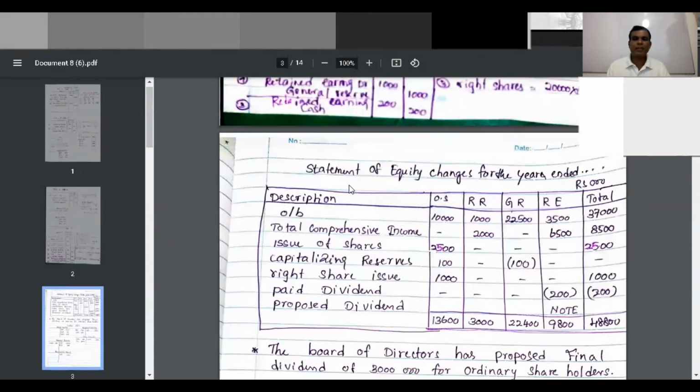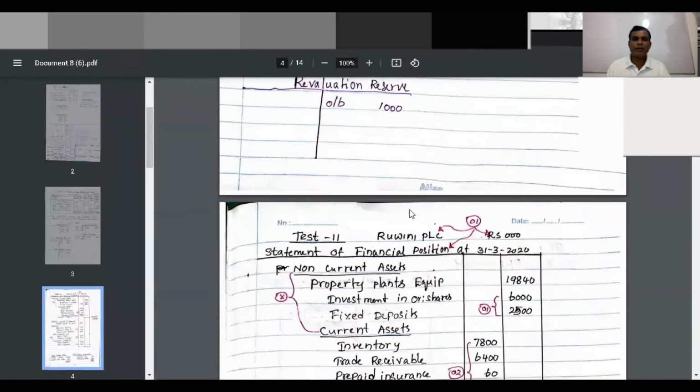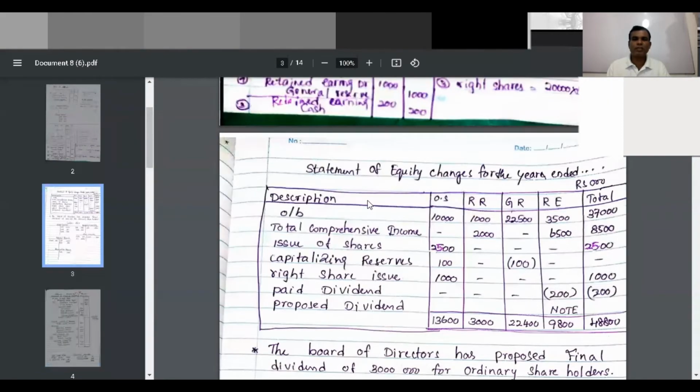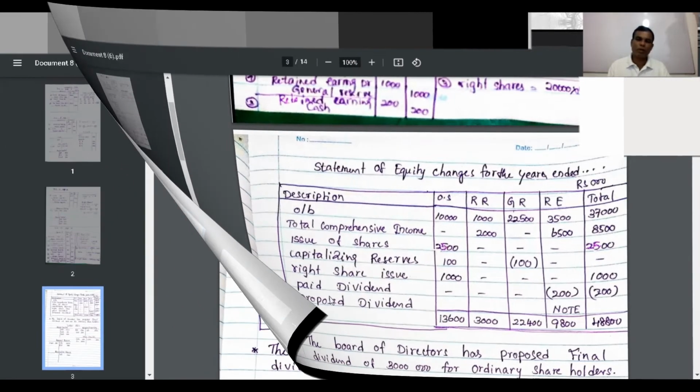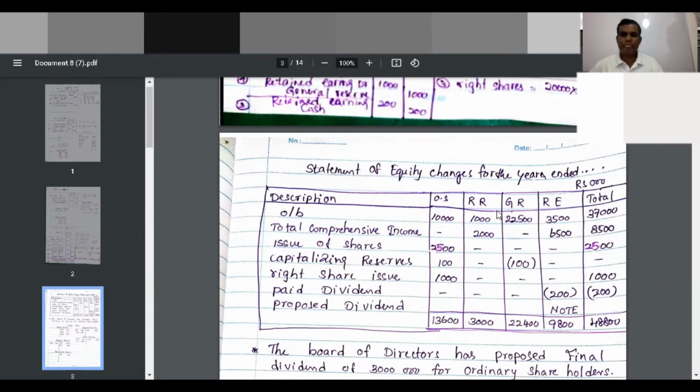Here is the statement of equity changes example. First, in this manner: statement of equity changes for the year ended, and then the name of the business, rupees in thousands. First you see the description, ordinary share, revaluation reserve, general reserve, retained earning, total. Don't write anything here; you can keep space if necessary. According to the items, you can write them one by one.